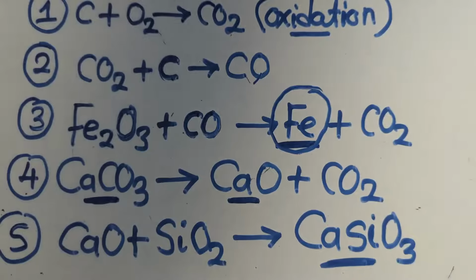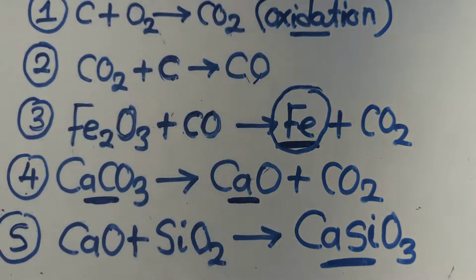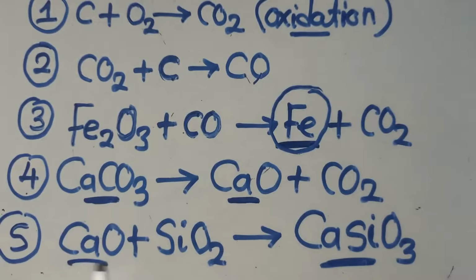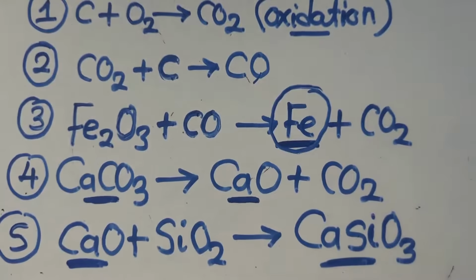Hope you are able to understand. And a question can come that maybe what is calcium oxide used for? So calcium oxide is used to remove impurities such as silicon dioxide. This is the whole purpose of calcium oxide. So this is the extraction of iron that you need to know.